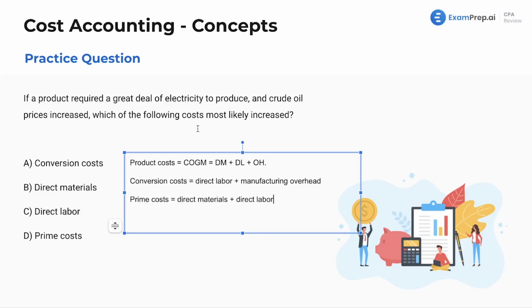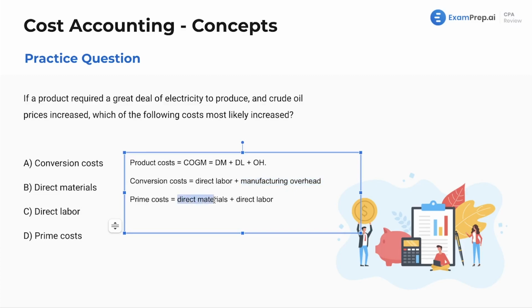Okay, which of the following costs most likely increased? If I was taking the test, I'd write out all these formulas because these are your weapons, right? This is your ammunition to tackle this question. Okay, a great deal of electricity to produce. Now, electricity doesn't sound like a direct material or a direct labor. That sounds more like an overhead, because utilities, as we know, fall into overhead.